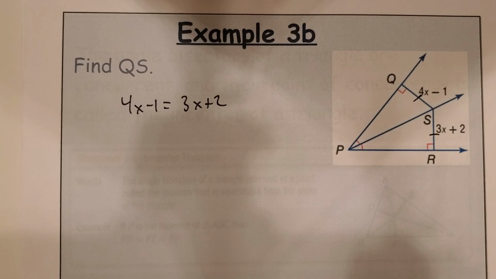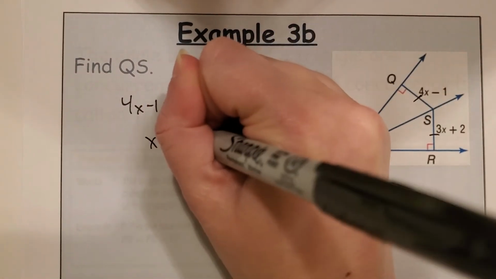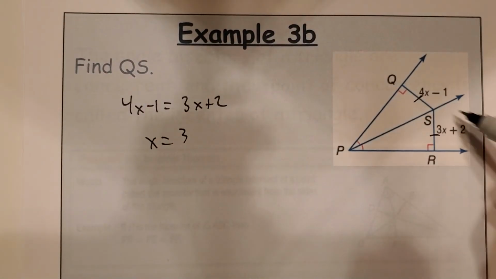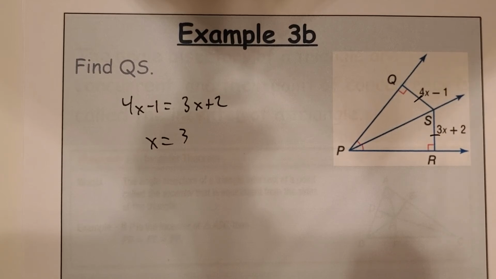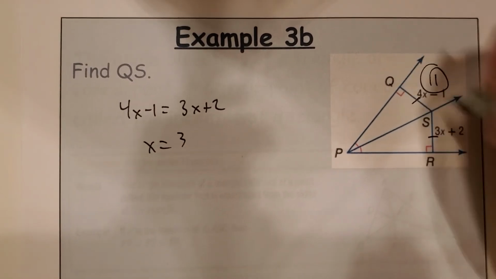I think this is going to be easier to solve. X is 3. And again, QS, we're going to plug it back in. So 4 times 3 is 12, minus 1 is 11.